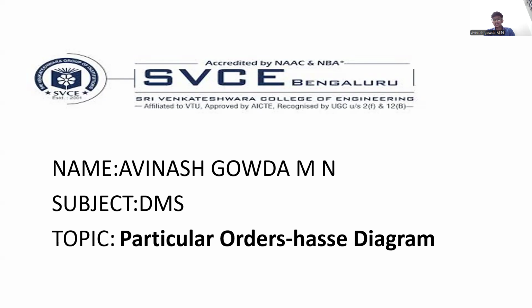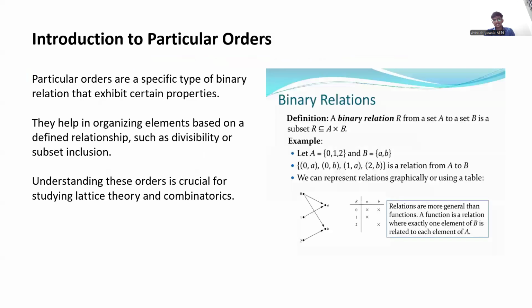Today I am going to explain some of the most important topics in discrete mathematical structures: partial orders and Hasse diagrams. First I start with the introduction to partial orders. Partial orders are a specific type of binary relation that exhibit certain properties. They help in organizing elements based on a definite relationship such as divisibility and subset inclusion. Understanding these orders is crucial for studying lattice theory and combinatorics.